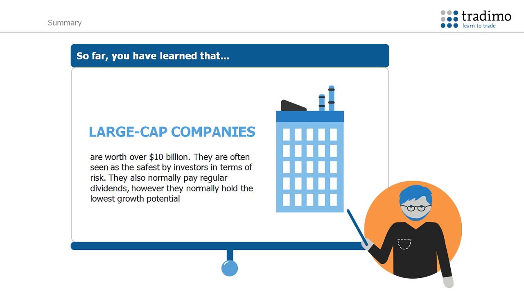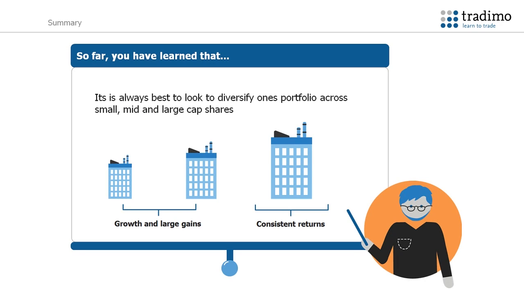Large-cap companies are worth over $10 billion. They are often seen as the safest for investors in terms of risk. They also normally pay regular dividends. However, they normally hold the lowest growth potential. It is always best to look to diversify one's portfolio across small, mid, and large cap shares.